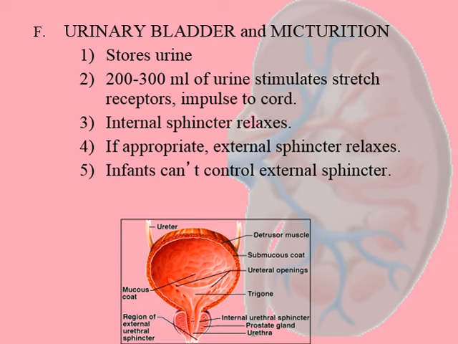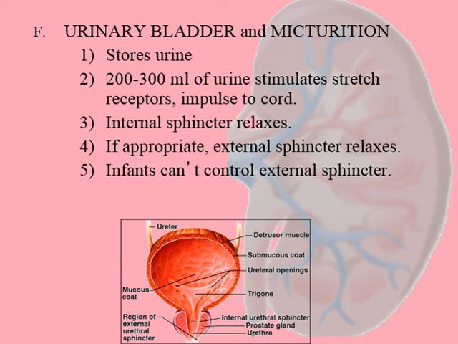When those stretch receptors in the bladder are stimulated, they cause the smooth muscle internal sphincter to relax. If it's not an appropriate time to urinate, you keep your external sphincter contracted. Infants have not yet learned to control that external sphincter, and so whenever their bladder fills, they empty.